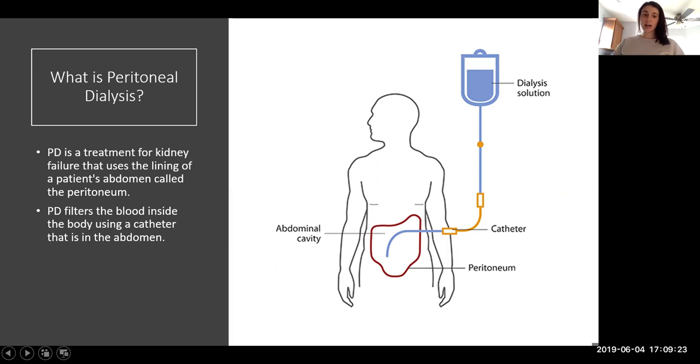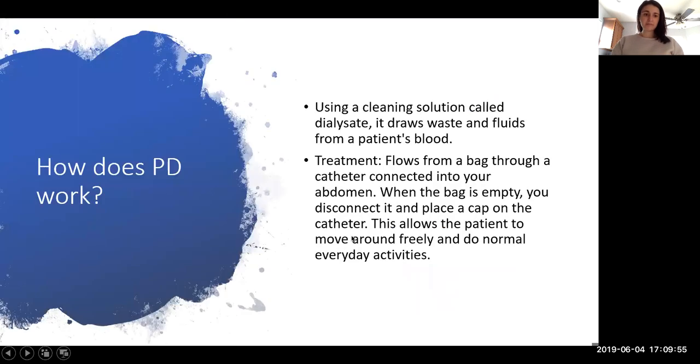So it's used for kidney failure, and it uses the lining of the patient's abdomen, which is the peritoneum, and a catheter actually goes in. I really like this picture because you can clearly see where the catheter goes into the peritoneal lining with the abdominal cavity. And as you can see, the fluid is hanging from above. This picture helps explain it a lot, because the first time I saw this, I was super confused.